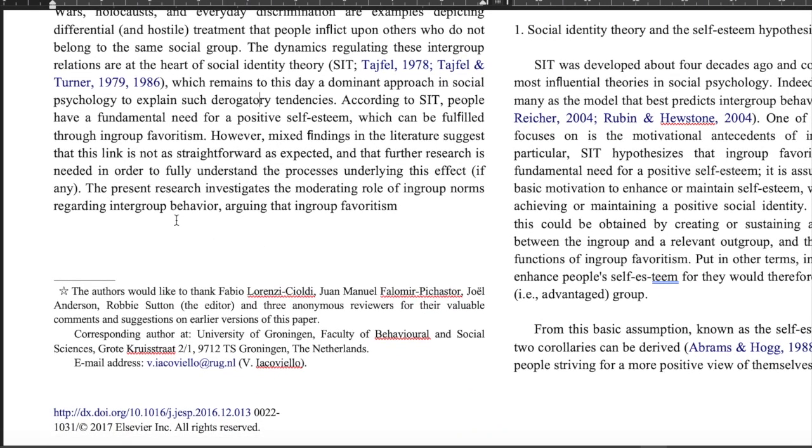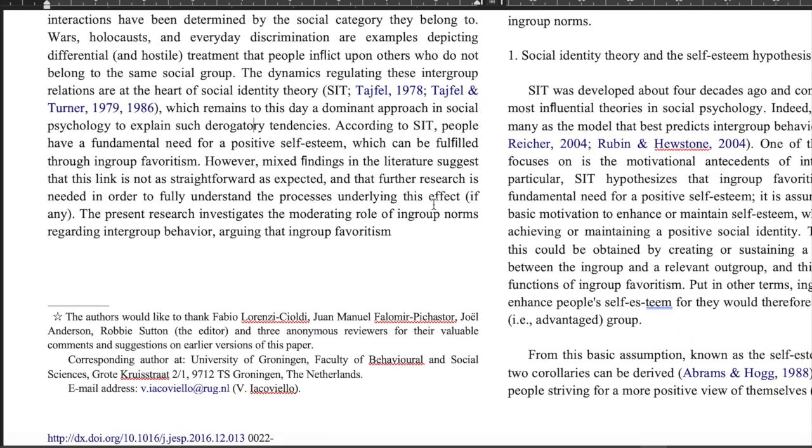And then the author goes on to talk about the objective of his study. So he says the present research investigates the moderating role of in-group norms. So he's introducing a new variable, and this is a very typical narrative for moderation.